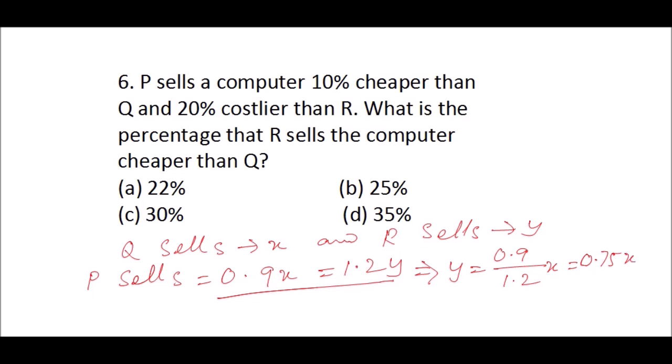What does this relation give? This relation gives that the selling price of Y is equal to 0.75 of X, that means 75% of X. That means we can say the selling price of R is equal to 75% of the selling price of Q, and therefore R sells 25% cheaper than Q. Therefore, B is the correct option.